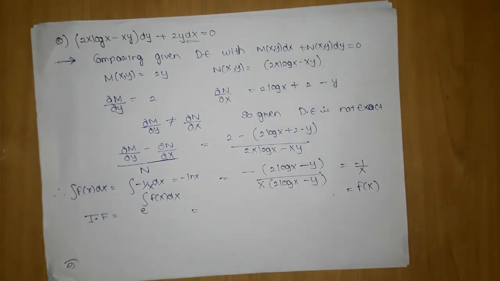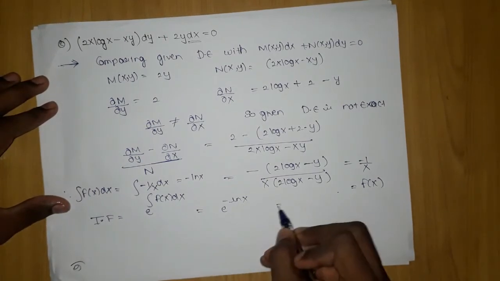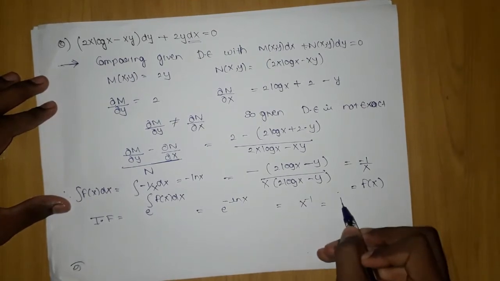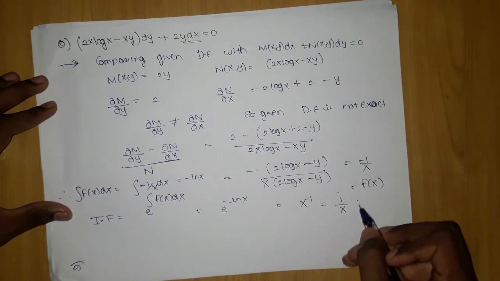So if you do this, in the integral you just substitute this value. The moment you substitute minus ln x, this power will move here and you are going to get -1, which is nothing but x power -1, which is nothing but 1 by x. So this is your required integrating factor.